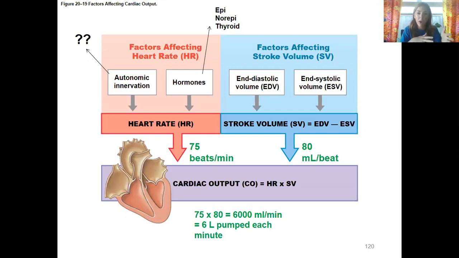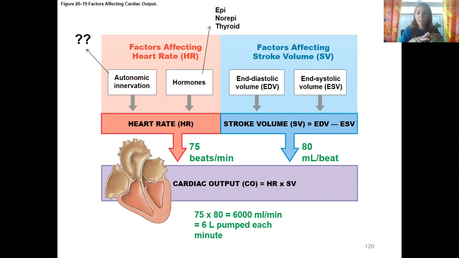So if we're looking at heart rate, the factors that can affect that particular rate are going to be, of course, the autonomic nervous system. The question mark is because if you do not know the two different divisions of the autonomic nervous system, then you want to make sure that you go back and look at those things. We're going to be talking more about those today. Hormones, epinephrine, norepinephrine, and thyroid hormones can all alter heart rate as well. And we'll be talking about that a little later.